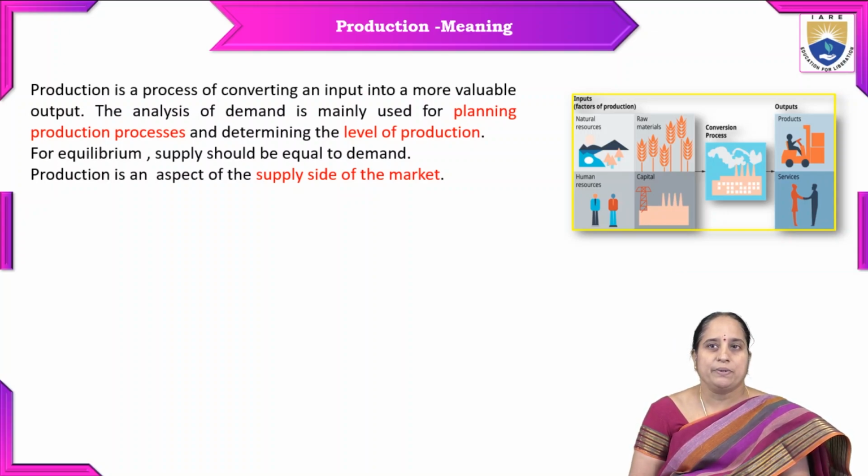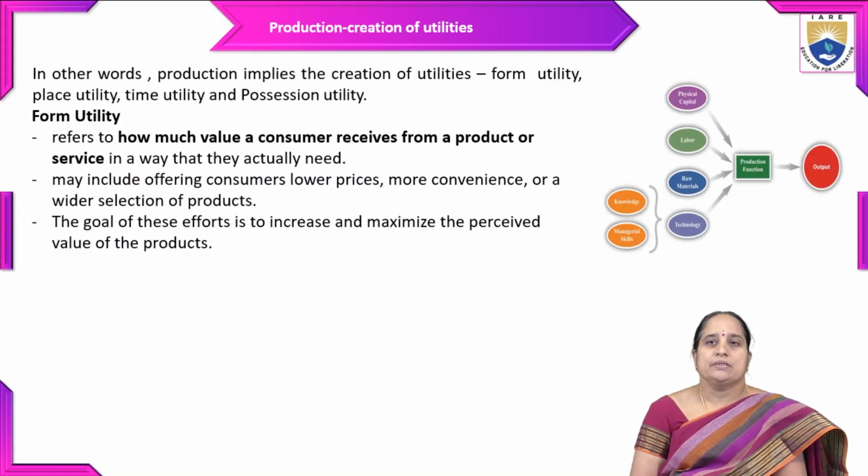So for equilibrium, supply should be equal to demand. So production is an aspect of the supply side of the market. So production is concerned about the supply, how much the manufacturer or the company has to supply to the customer so that they can satisfy the needs of the customer in the right time. So production is nothing but creation of utilities. So if you want to define production, it implies the creation of utilities.